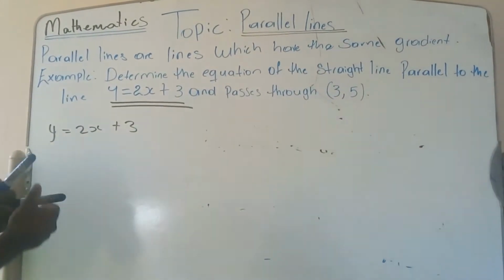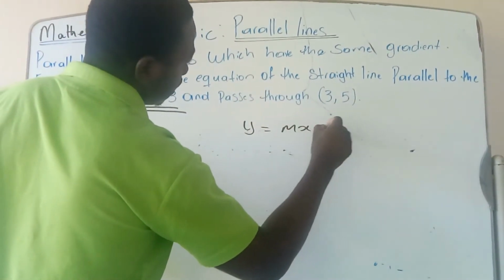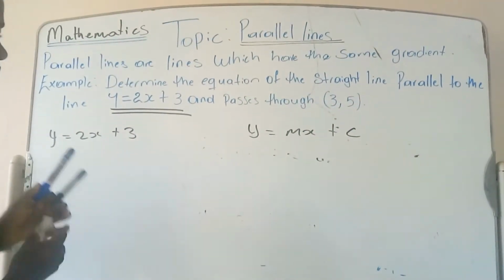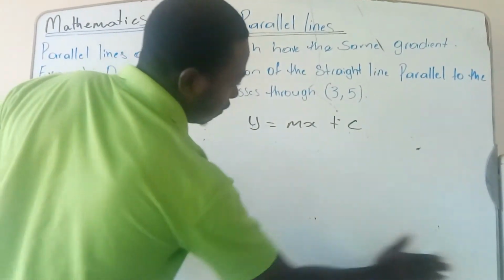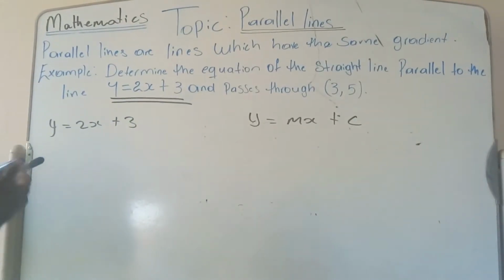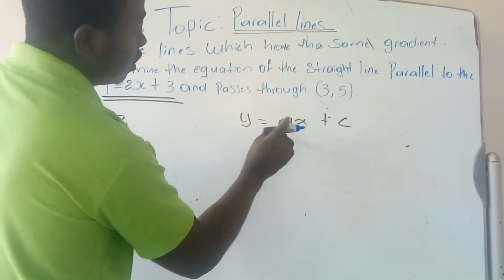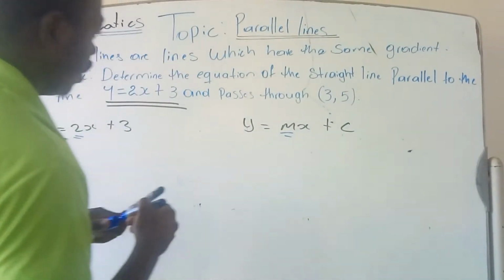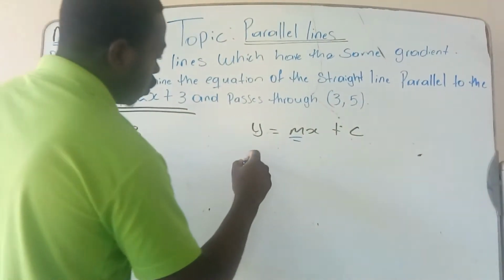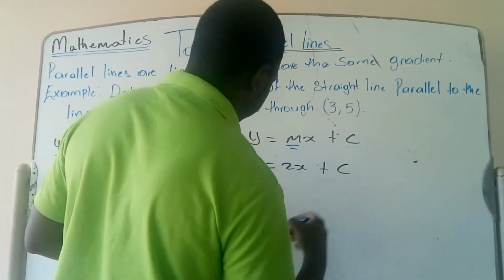Now, we know that any straight line takes the form of y equal mx plus c. We also know that parallel lines have the same gradient. So that means the gradient of this line is 2. That means the gradient of this line over here has to be 2 as well. So therefore we can go ahead and write, because parallel lines have the same gradients, y is equal to 2x plus c.